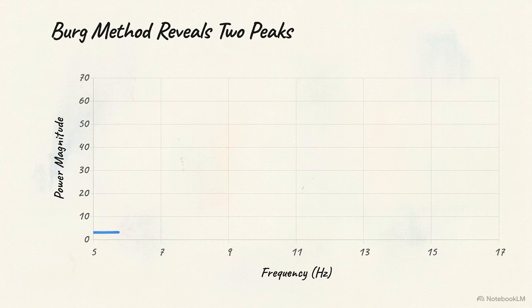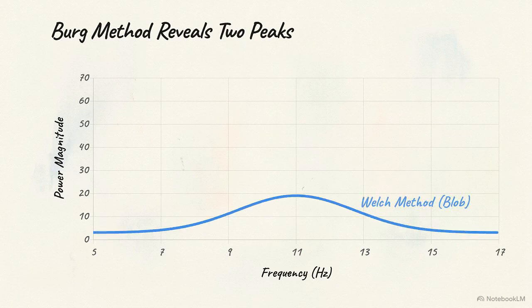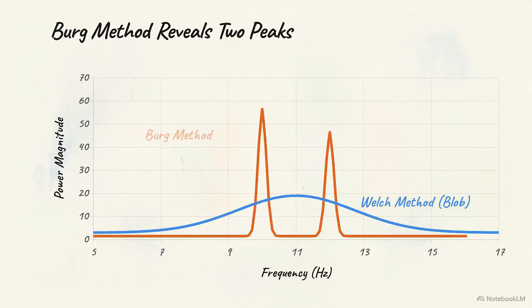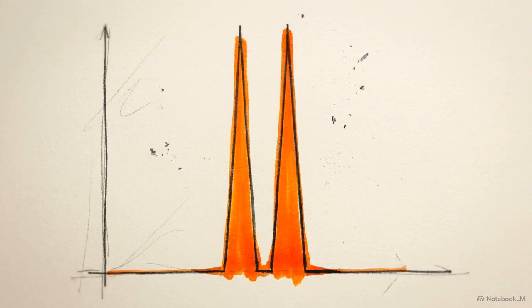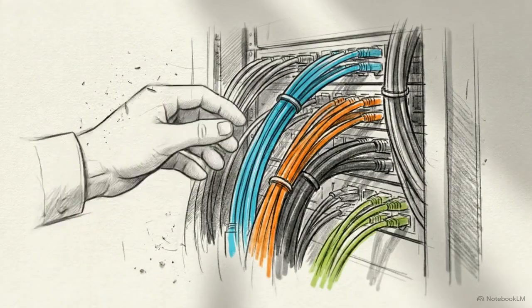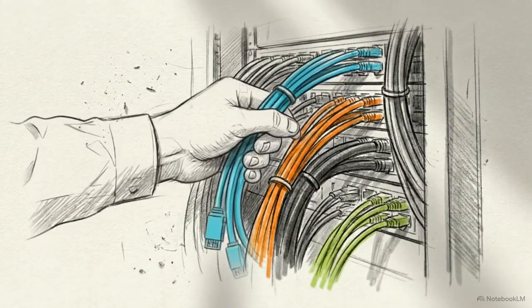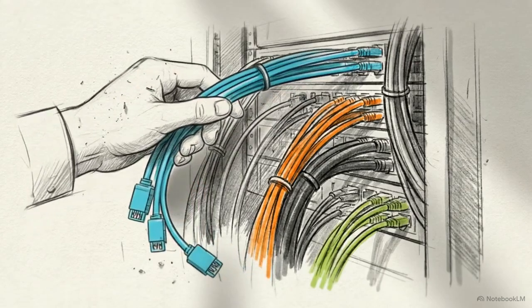Where the Welch method showed a single blob, the Burg method produces two sharp, distinct peaks at exactly 10 and 12 Hz. By minimizing bidirectional error, the Burg method extracts precise frequency information that would be invisible to a standard FFT. The goal of signal processing is to choose the right tool for the specific constraints of your data.